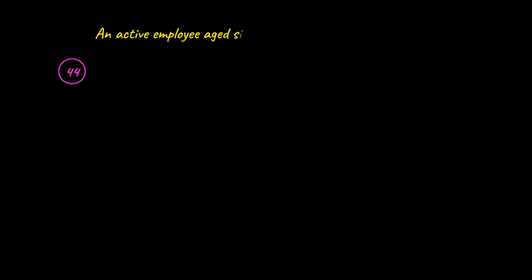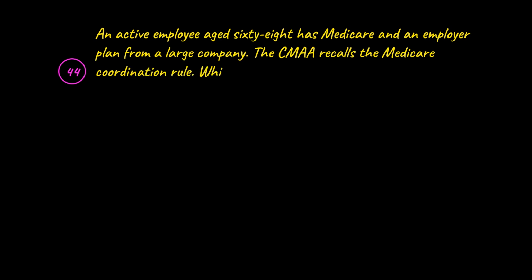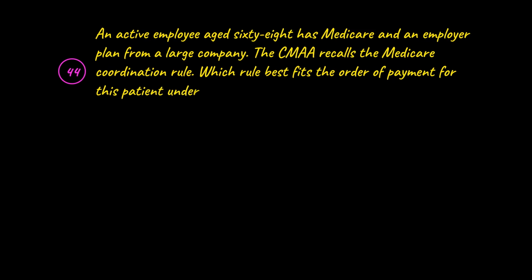Question 44. An active employee aged 68 has Medicare and an employer plan from a large company. The CMAA recalls the Medicare coordination rule. Which rule best fits the order of payment for this patient under Medicare coordination guidance for the encounter?